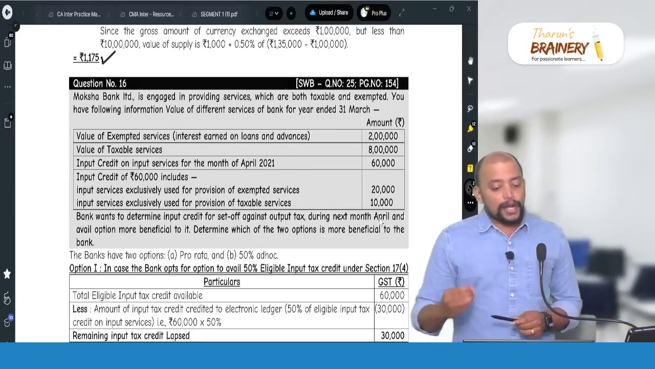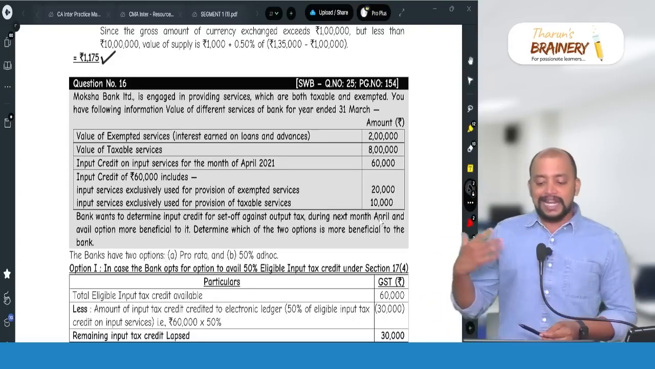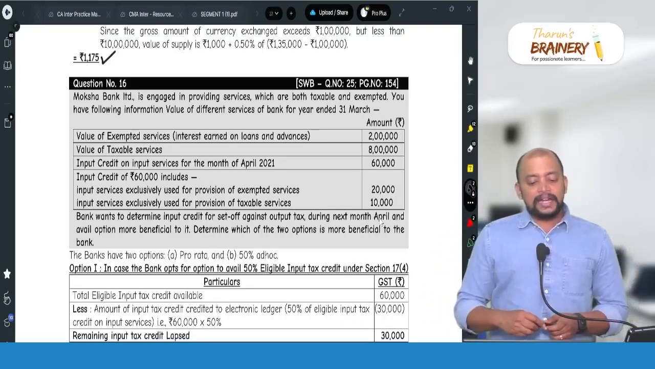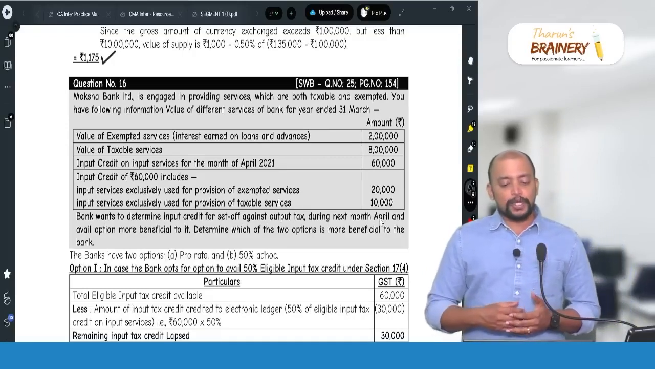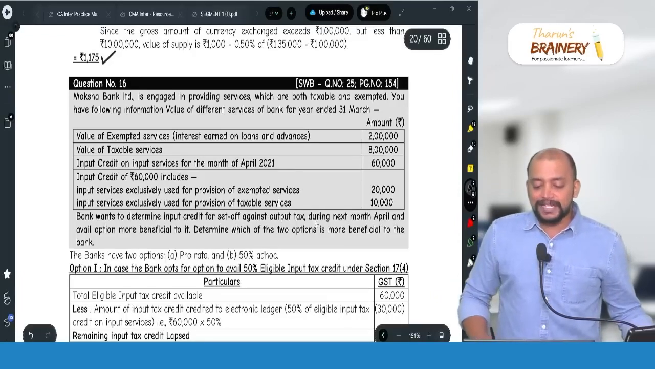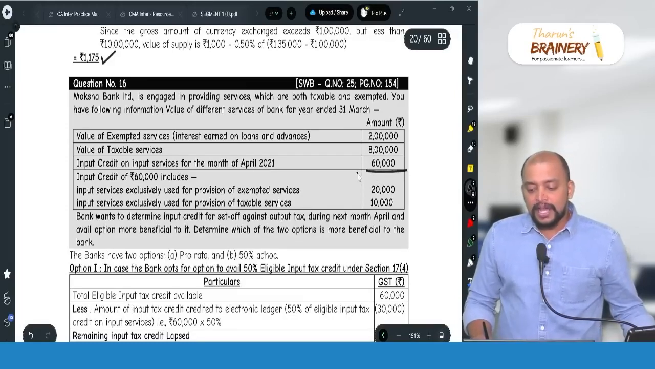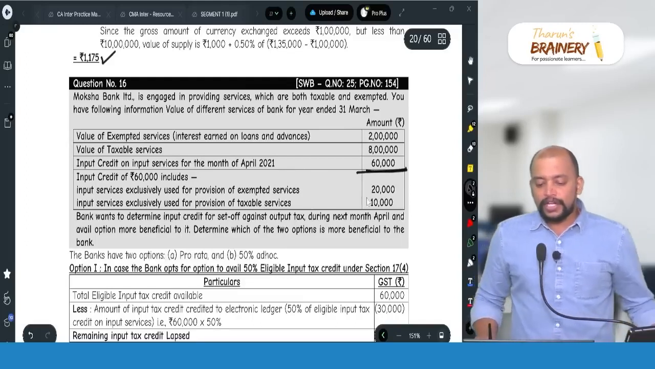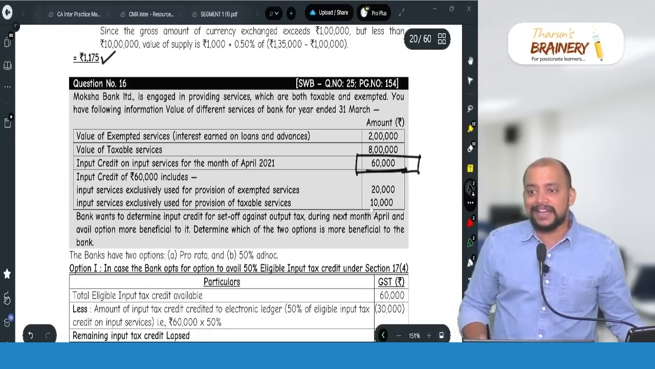Now, bank wants to determine input tax credit for set off against the output tax during the next month, April, and avail option more beneficial to it. Determine which of the two options is more beneficial. First, we will take 50% option. In case of 50% option, we need to take ITC how much? So total ITC is 60,000. Now, in this 60,000, no need to exclude this 20 and 10. Entire 60 treated as common. So which means 30,000 rupees will be the ITC available.